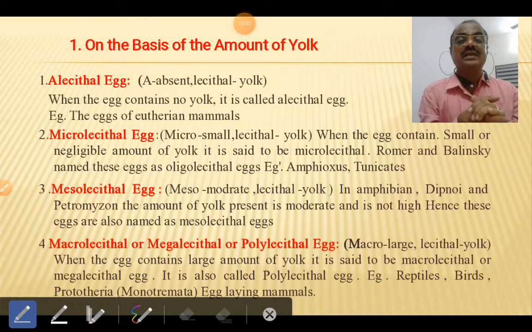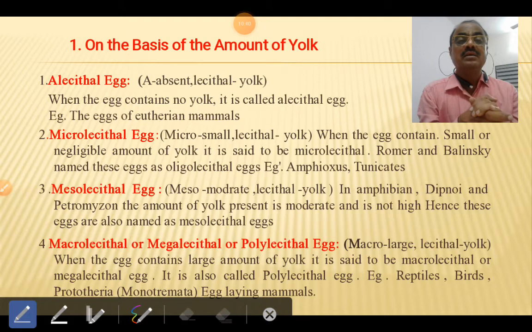Second, microlecithal eggs. What is the micro? Micro means small. Lecithal means yolk. When the egg contains small or negligible amount of yolk, it is said to be microlecithal. Romer and Belinsky, these both scientists, named these eggs as oligolecithal eggs. Particularly the examples are Amphioxus and tunicates. In Amphioxus and tunicates, the amount of yolk is very moderate, not high or not small percentage.